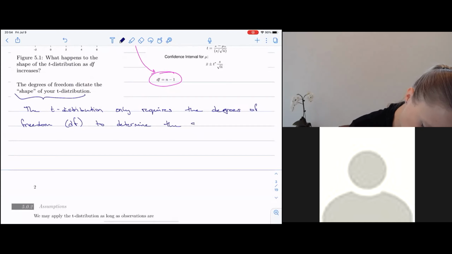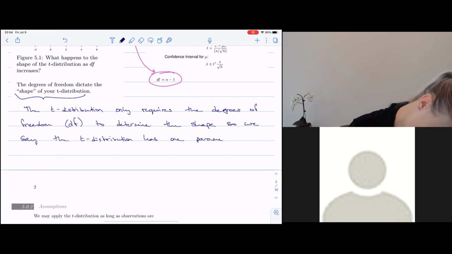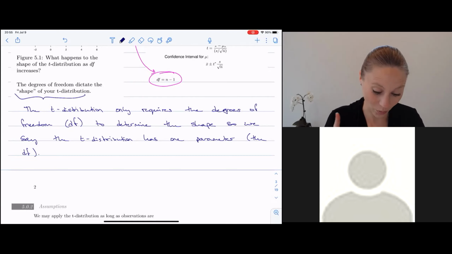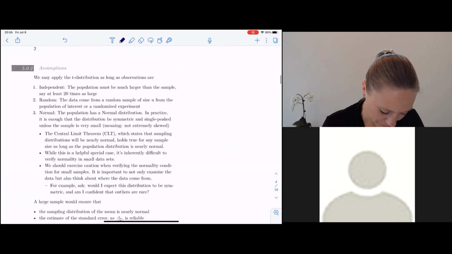Determine the shape. So we say the t distribution has one parameter. The degrees of freedom is that one parameter. I only mention that because I'm pretty sure it's on a quiz somewhere. Worth mentioning.